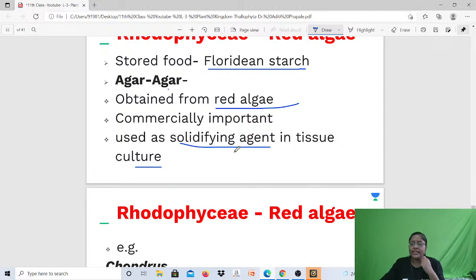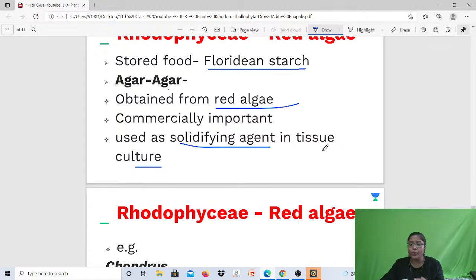Now it is a solidifying agent, because it is obtained in the market in powder form. But then you dissolve it in water in proper proportion and make a solution while using it, and you get a liquid out of it. Then you pour that liquid in the petri plate and wait for 10 to 15 minutes, and it will solidify when exposed to air. That's why it is written here, solidifying agent in tissue culture.